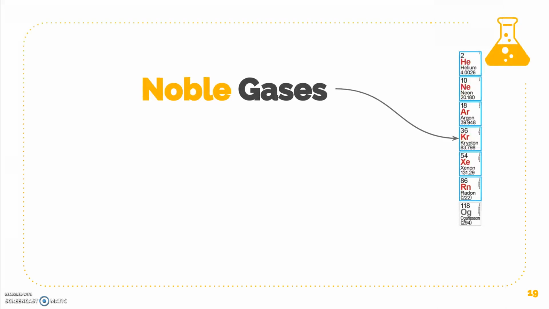The noble gases are located in group 18. They are all odorless, colorless gases and have a full outer shell of valence electrons, which makes them highly unreactive with other elements.